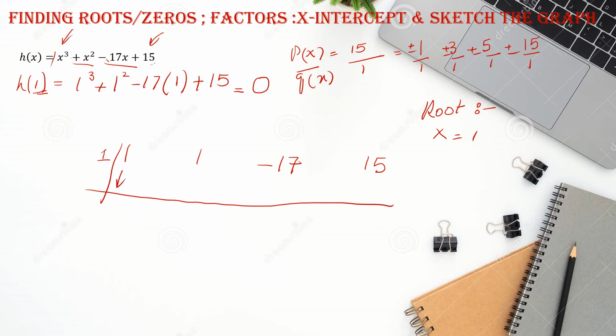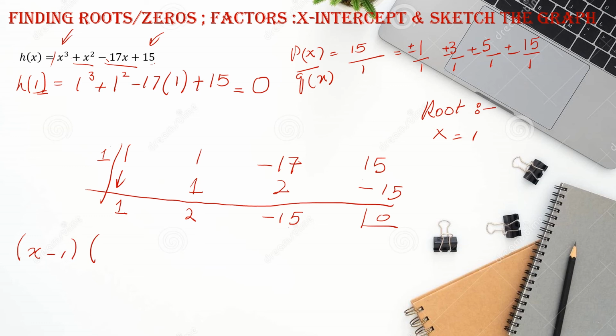The first number we write as it is, so it is 1. Now the numbers below the line will be multiplied with the factor, and the resultant we will write above the line. So 1 times 1 is 1, and 1 plus 1 is 2. 1 times 2 is 2. Negative 17 plus 2 gives you negative 15. Now 1 times negative 15 will give you negative 15, and 15 minus 15 is 0. Now once you are done, we will write the first factor. The first factor was x equals to 1. We change the sign, that is x minus 1.